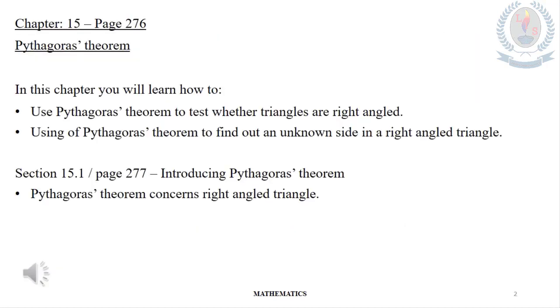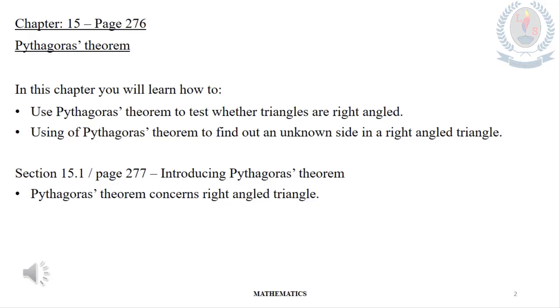Slide number 2, chapter 15, page 276, Pythagoras Theorem. In this chapter, you will learn how to use Pythagoras theorem to test whether triangles are right angled. Number 2, using Pythagoras theorem to find an unknown side in a right angle triangle. Section 15.1, page 277, introducing Pythagoras theorem.